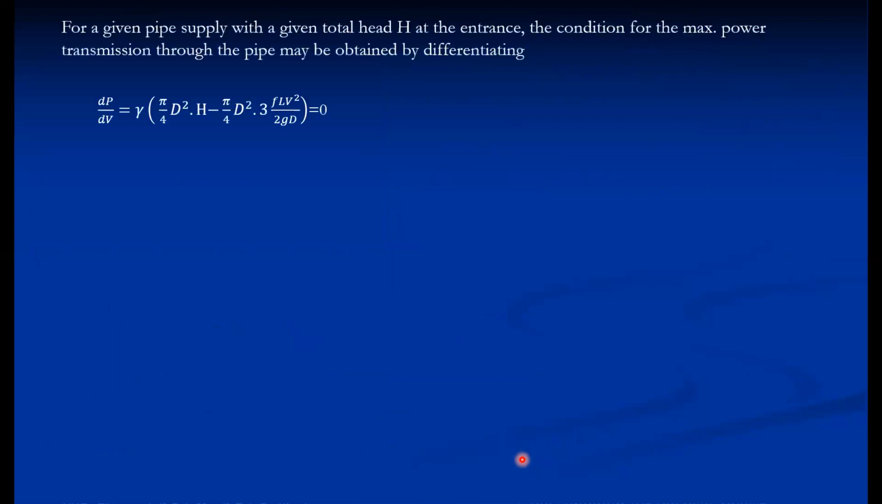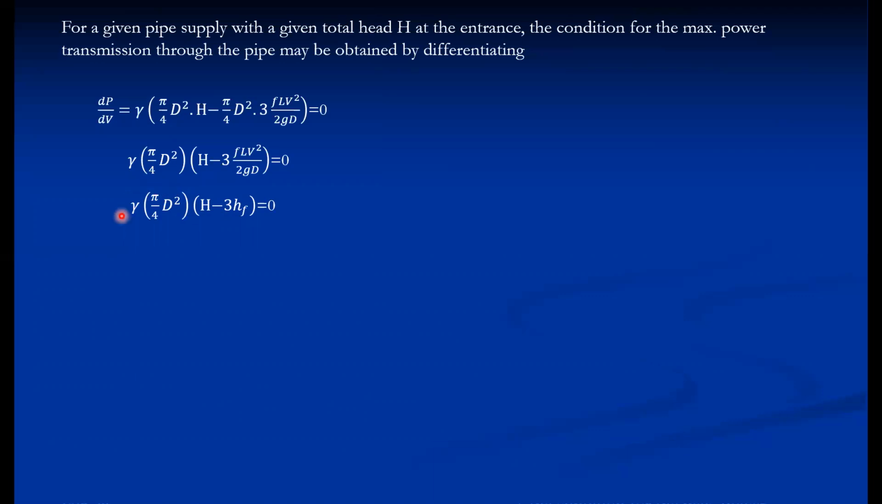So the same calculation is done here. Gamma into the first term, that is minus pi by 4 d square into 3 FLV square by twice GD. So differentiating P with respect to V, we arrive at this equation, taking gamma into pi by 4 d square common. So H minus 3 FLV square by twice GD, and FLV square by twice GD is nothing but HF. So H minus 3HF is equal to 0.